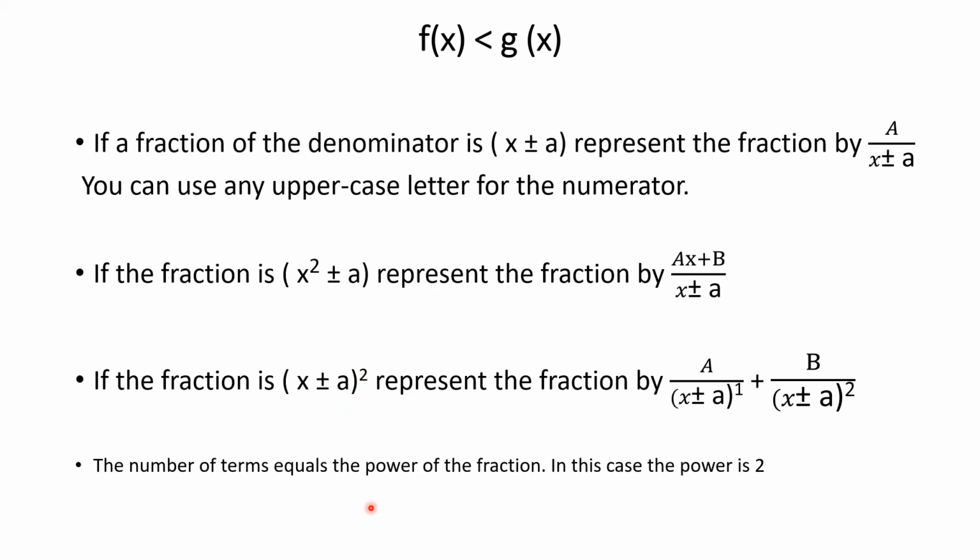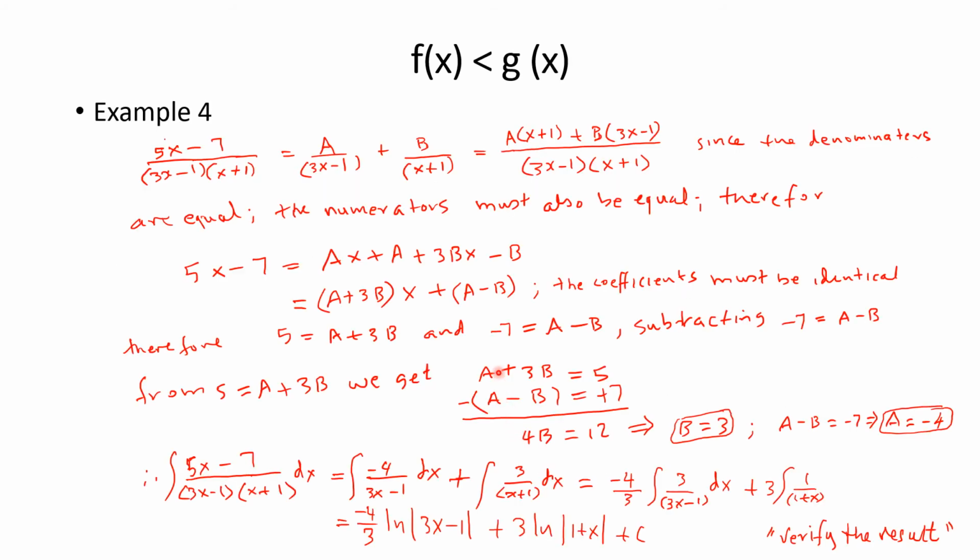Now that we've gone through these, this is just about the number of terms and the power, the relationship. Let's go ahead and take an example. Here is example 4. It says (5x minus 7) divided by (3x minus 1) multiplied by (x plus 1).